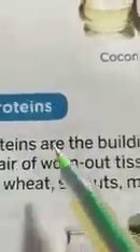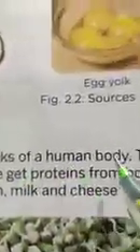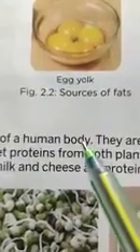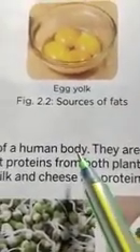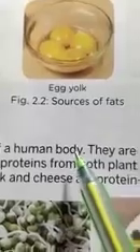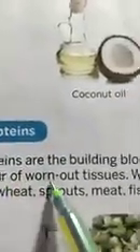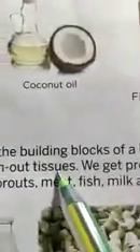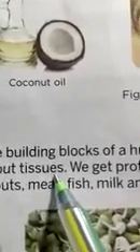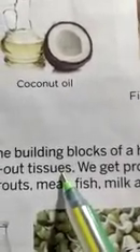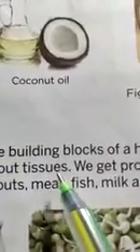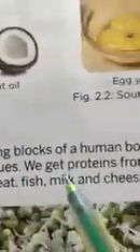Now come to the next part, proteins. Proteins are the building blocks of the human body. Dear students, food rich in proteins is called what? Building blocks food. They are required for growth and repair of worn out tissues. Dear students, these are necessary for the growth and repair of the body. That's why growing children, pregnant women, and people recovering from illness need what? A protein diet. We get proteins from both plant and animal sources.